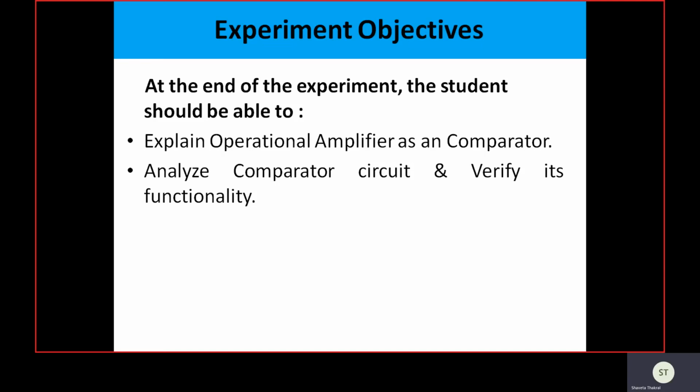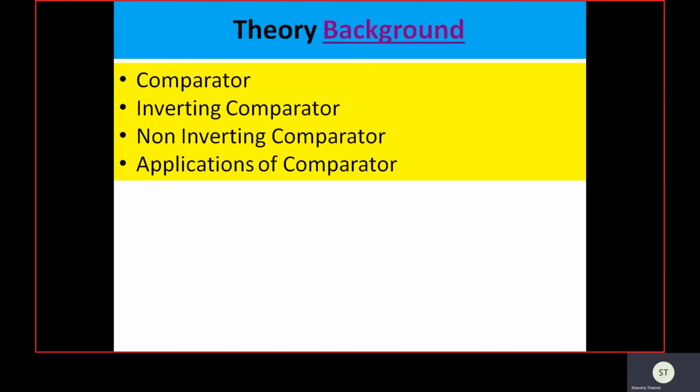The objectives of this experiment are, at the end of the experiment, students should be able to explain the operational amplifier as a comparator, analyze the comparator circuit, and verify its performance or functionality. Before going for the demonstration of the experiment, I would like to give you some theory background, and we will discuss what a comparator is, how an inverting comparator works, how a non-inverting comparator works, and what the different applications of a comparator are.